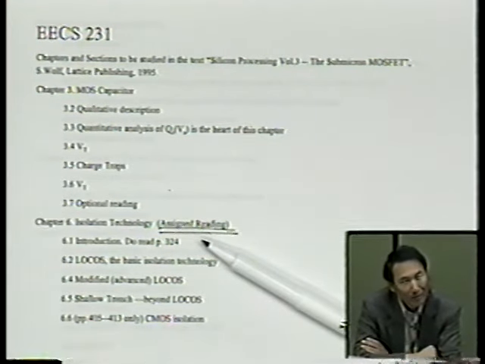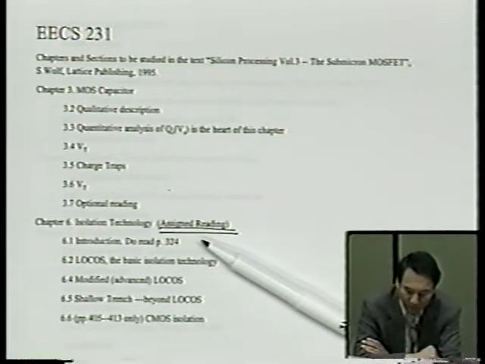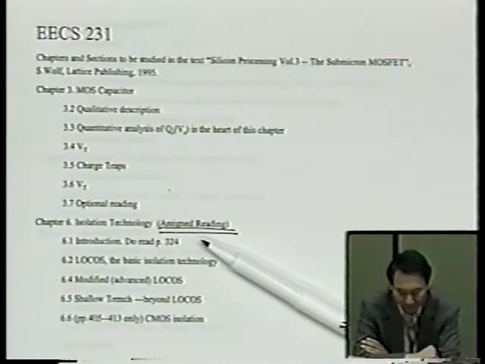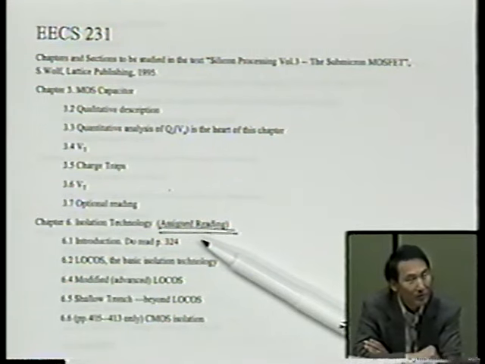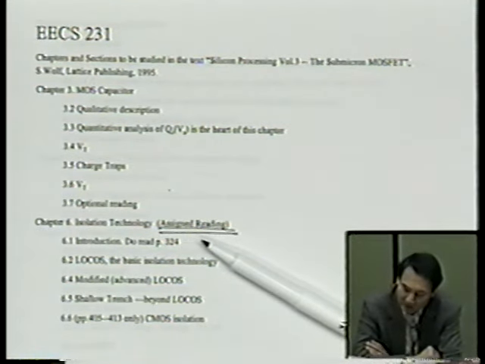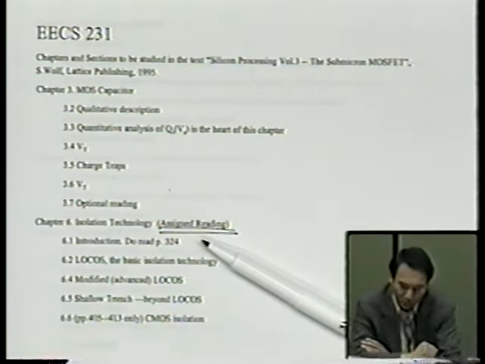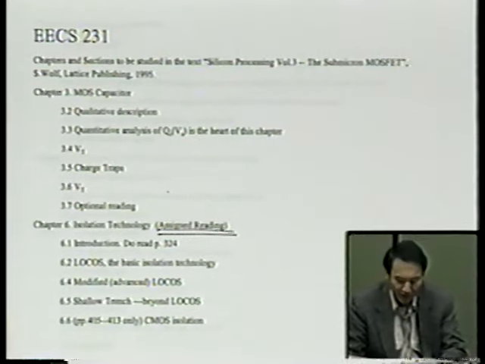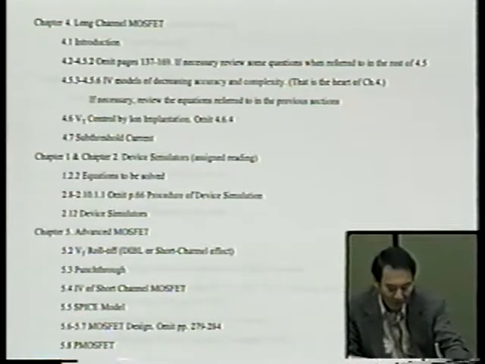It probably will not be represented much in the homework, if at all, and in the examinations, perhaps very small weight will be given to these chapters. So basically, this is for your own benefit. There are two chapters, maybe three, treated this way. So isolation technology is one such chapter.